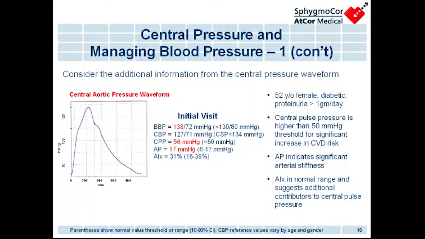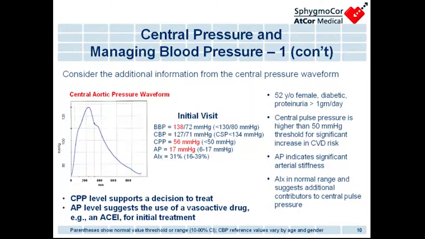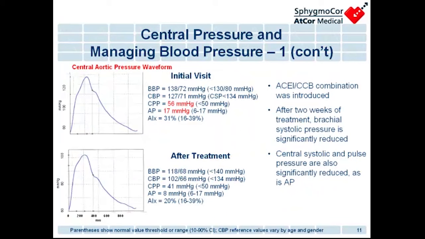So the augmentation pressure suggests that we should be using a vasoactive drug, an ACE or a CCB, in order, hopefully, to disproportionately lower the central pulse pressure. And after 2 weeks of treatment, the brachial pressure was significantly reduced. The central systolic and pulse pressure were also significantly reduced, below that magic number of 50.